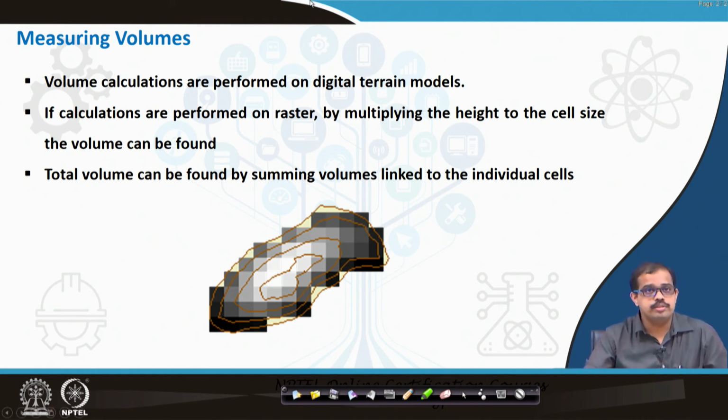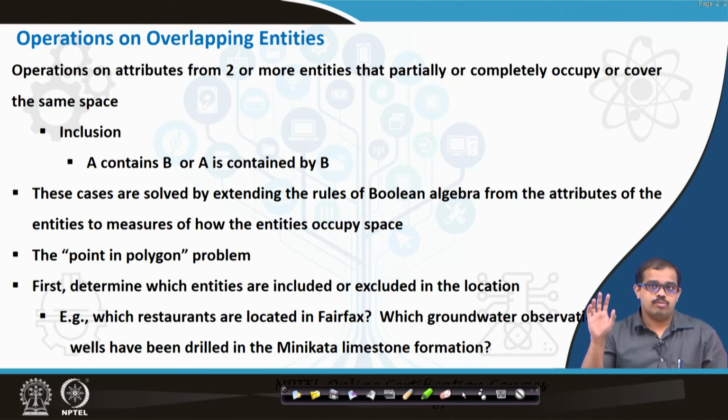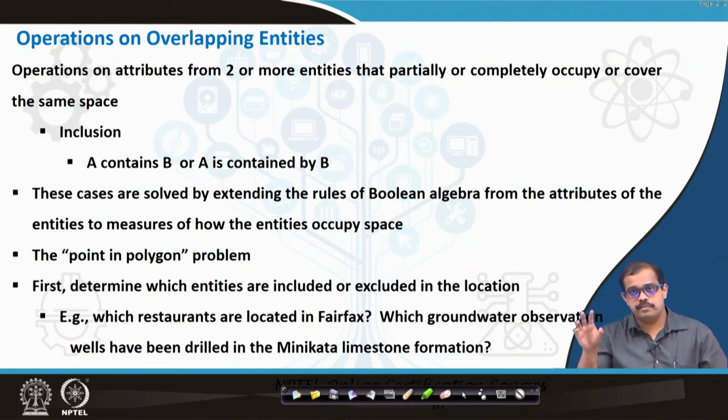Then measuring volumes. Total volume can be found by summing the volumes linked to each individual cell. So, find out the volume of each individual cell, then sum all of those to get the total volume. If you are doing it with a raster, you have to multiply the height by the cell size, and that gives the volume in each cell, as simple as that. What I am speaking theoretically looks simple, but when you are actually doing it in a software, it is more complicated.